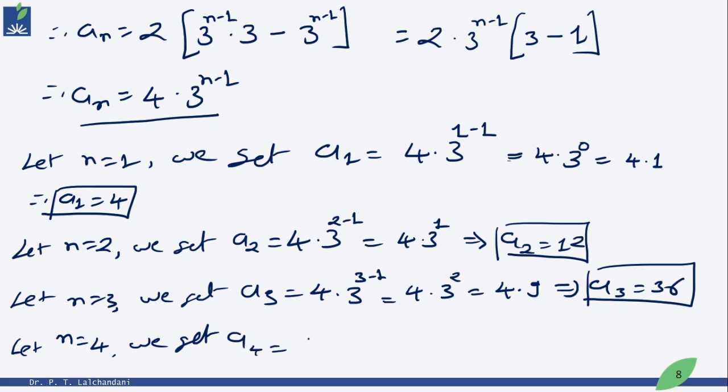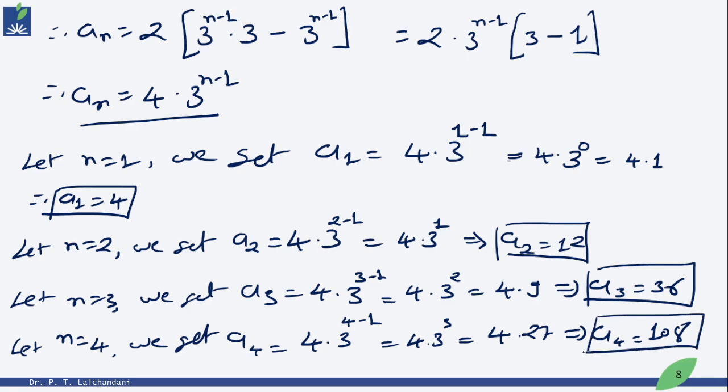a4. a4 is equal to 4 into 3 raised to n minus 1, and n equal to 4. So 4 minus 1, 3 cube. So 4 into 27. So this implies that a4 is equal to 27 into 4, and that will be 108. Right? So this is your answer. Okay. So very much simple mathematics we have used.